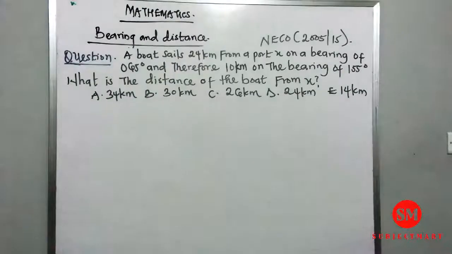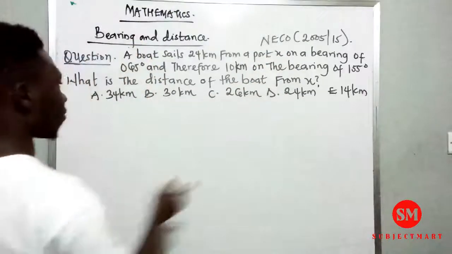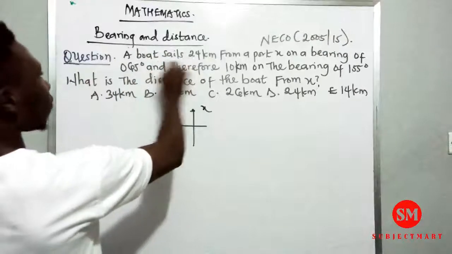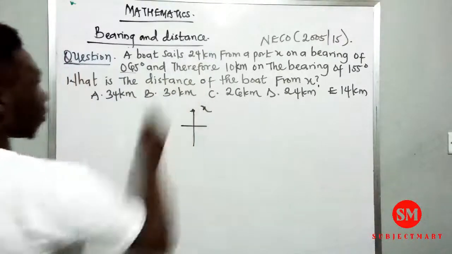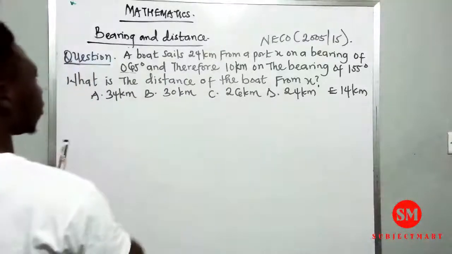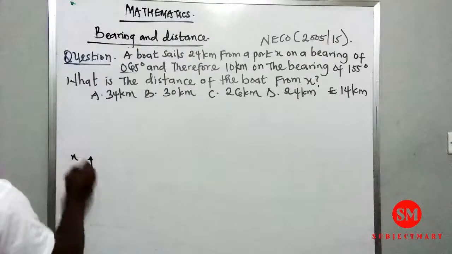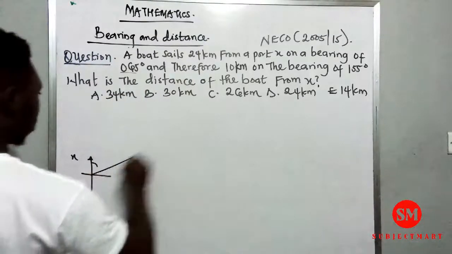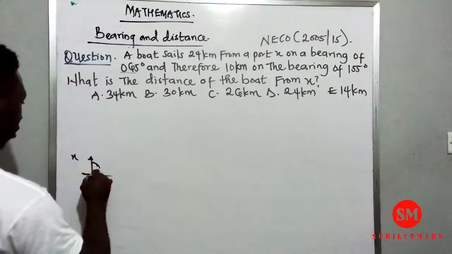Now, look at this question. A boat sails 24 kilometers from a port X on a bearing of 65 degrees. So if this is my X, a boat sails 24 kilometers on a bearing of 65 degrees. Let's take it with my protractor. 65 degrees is going to go up, so we can use that position. So this is it, X. So it sails 65 degrees.